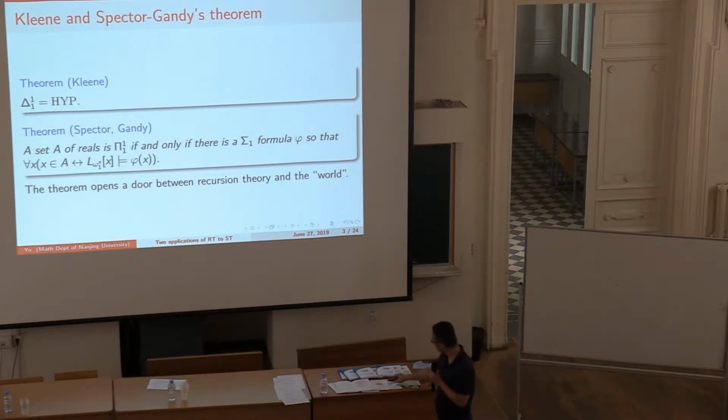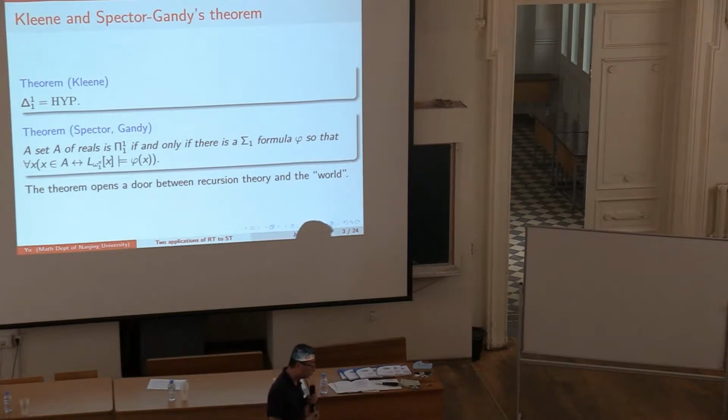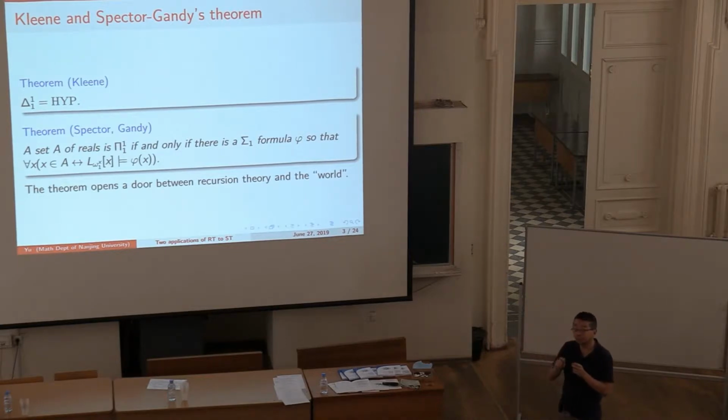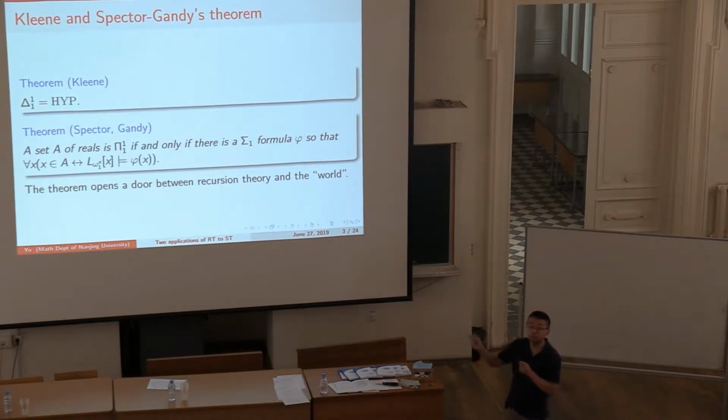There is a very beautiful theorem proved by Kleene, and it's an analog of Lusin's theorem. Lusin proved that a set of reals is Borel if and only if it's analytic and co-analytic. Kleene proved a lightface version of this: a set of numbers is hyperarithmetic if and only if it's Delta^1_1 definable. So this is an analog of a set theory result in recursion theory.